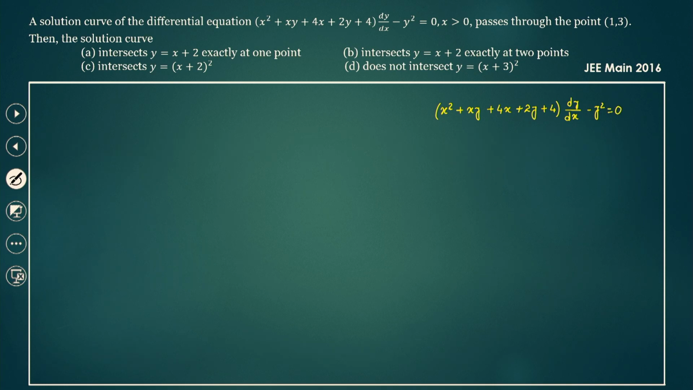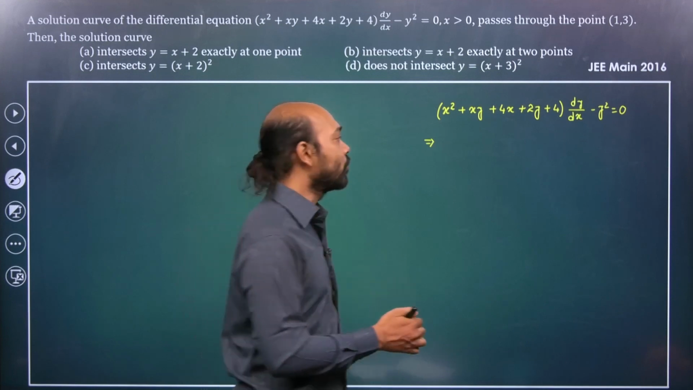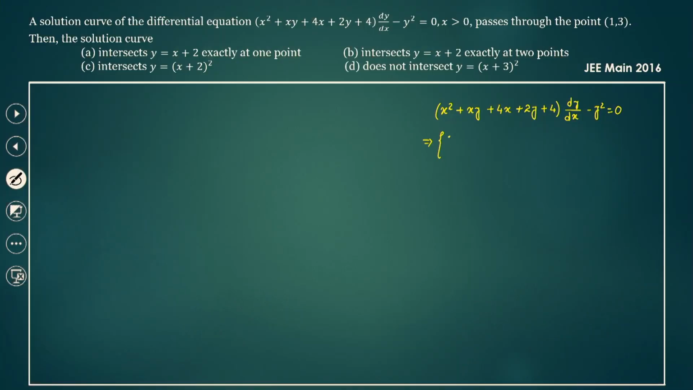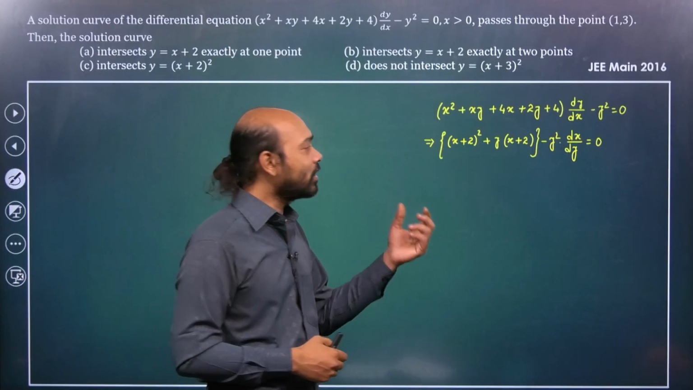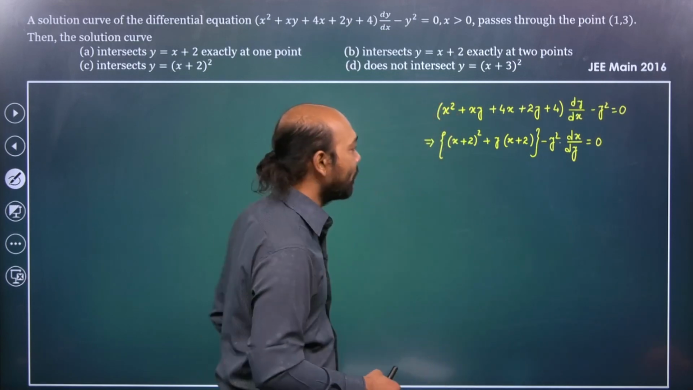Now, what will be the next step? Here we can easily observe that x squared, 4x and 4 give x plus 2 whole square. So we write (x plus 2) whole square plus, taking y common from the remaining y terms, y times (x plus 2), minus y squared into dy/dx equals 0. We just rewrite the equation, multiply both sides by dx/dy, and take the dx/dy term to the other side. That's it.